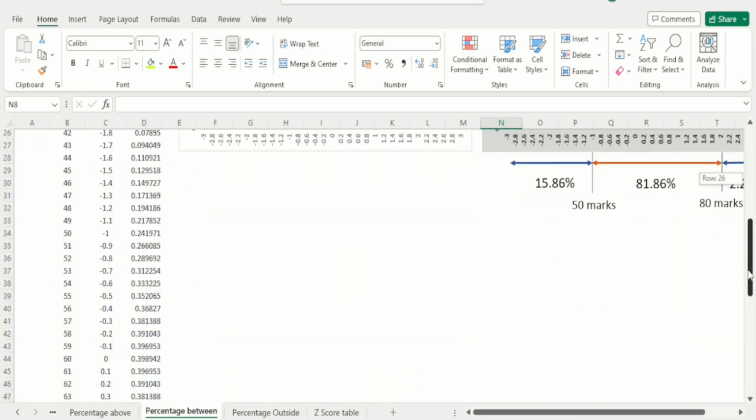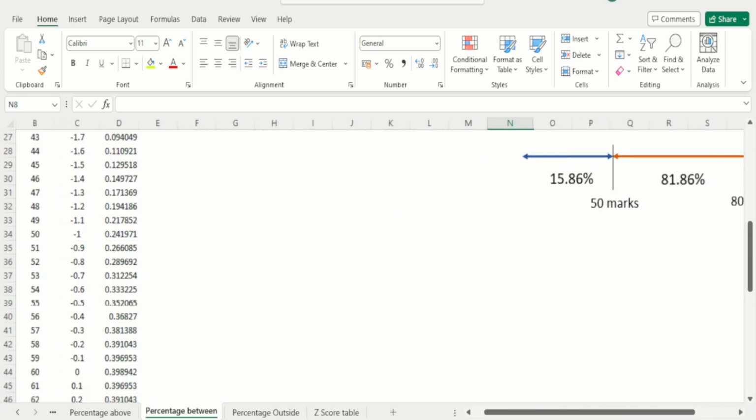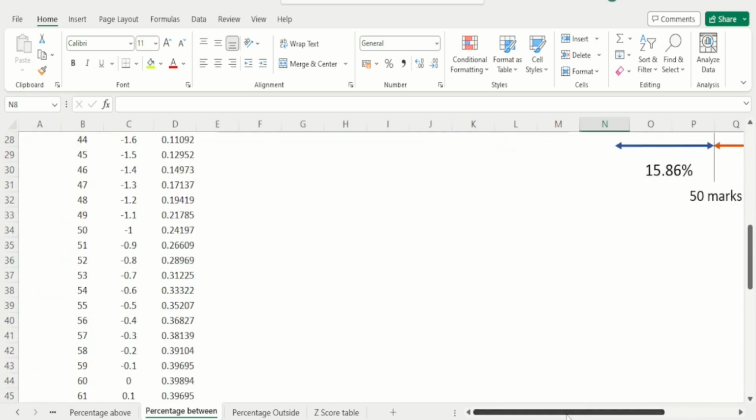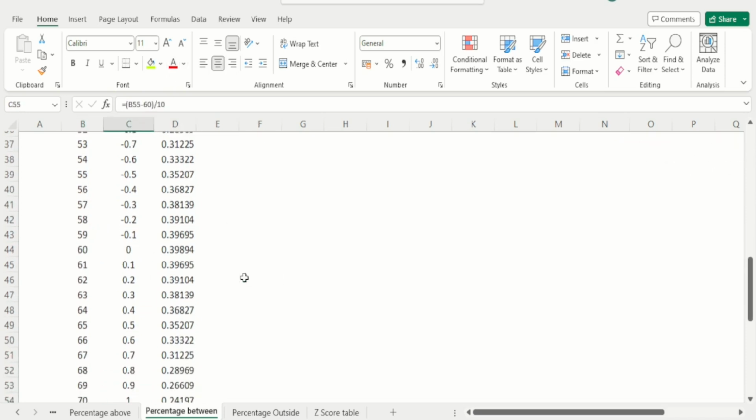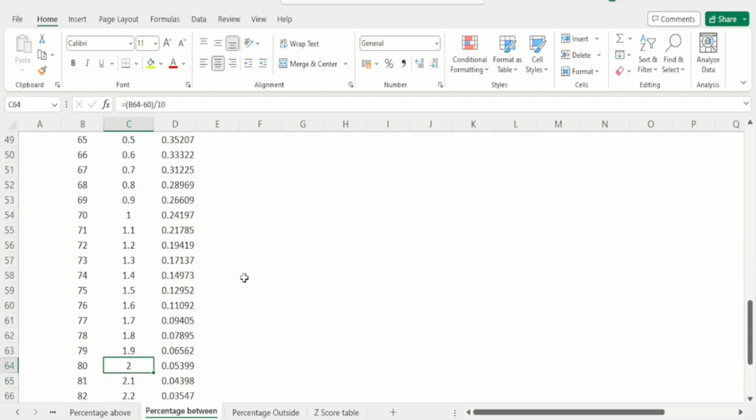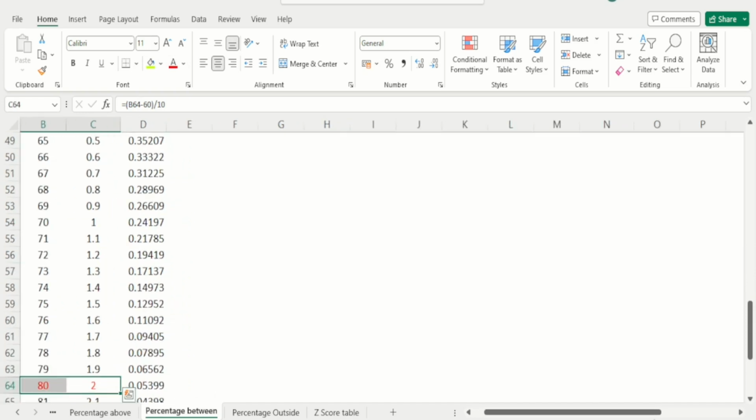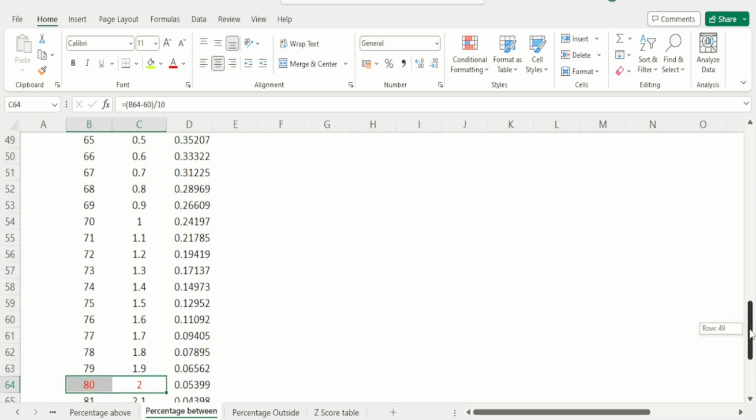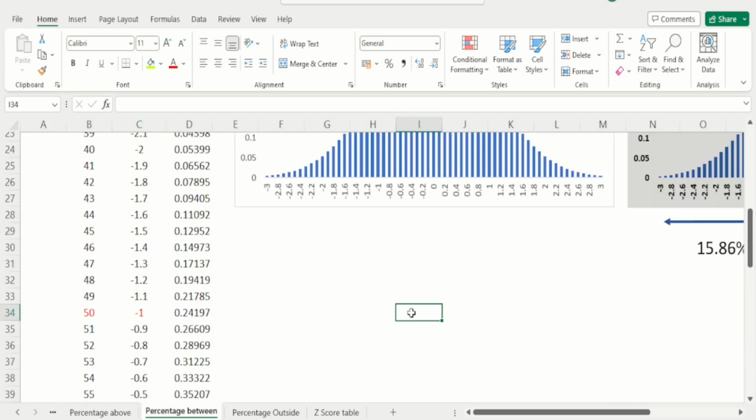So if we look at the z-scores of 80 and 50, what you'll notice is that for 50 marks, the z-score is -1 right here. And for 80 marks, let's also look at the z-score. The z-score of 80 marks, as given here, is 2. So now we know the z-scores for the 50 marks and the 80 marks. What is the next step? Our next step is now to find the corresponding probability numbers from the z-score table. So let's look at the z-score of -1.